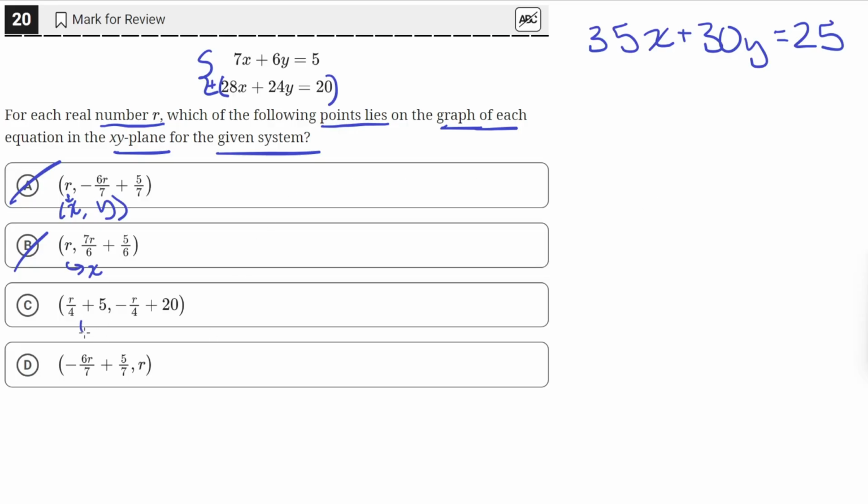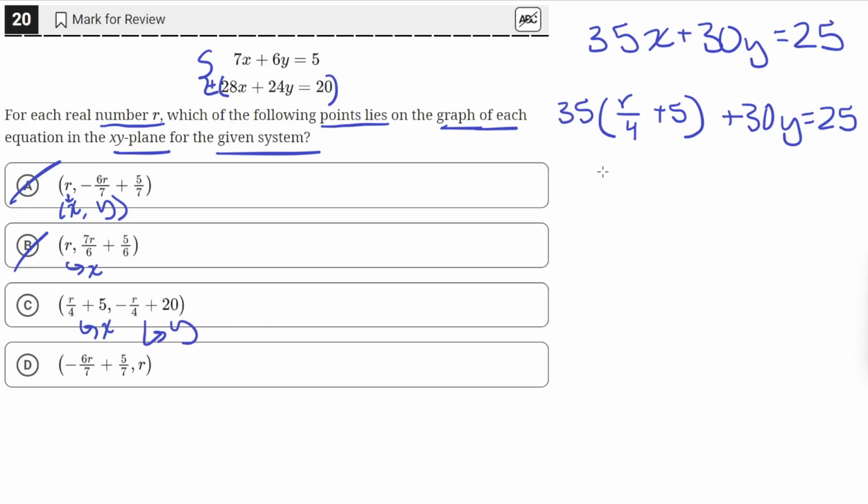So here we're told that r over 4 plus 5 is equal to x. So let's just try plugging that in for x. So we'll have 35 times x, which is r over 4 plus 5, plus 30y equals 25. So now we want to see if when we plug in this value of x into the equation, we get this value of y. So we need to solve for the value of y now.